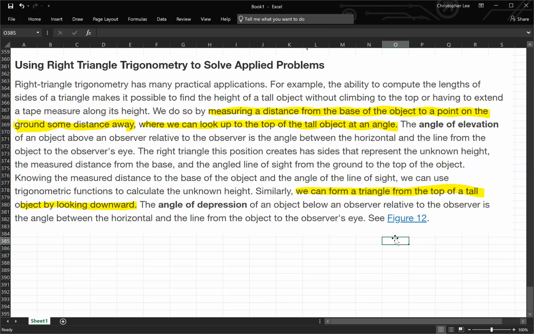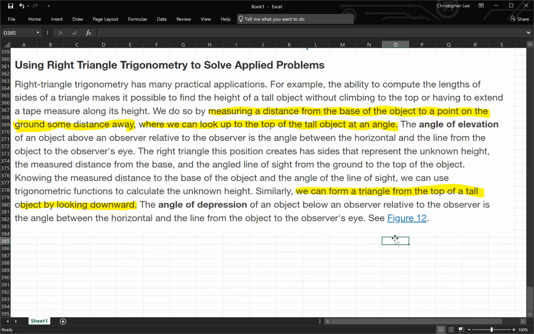The angle of elevation of an object above an observer, relative to the observer, is the angle between the horizontal and the line from the object to the observer's eye. The right triangle this position creates has sides that represent the unknown height, the measured distance from the base, and the angled line of sight from the ground to the top of the object. Knowing the measured distance to the base of the object and the angle of the line of sight, we can use trigonometric functions to calculate the unknown height.